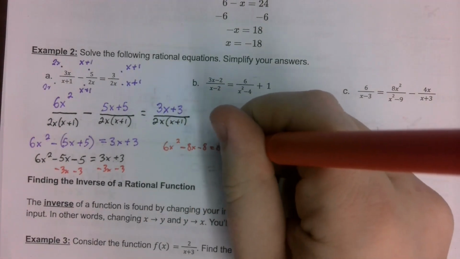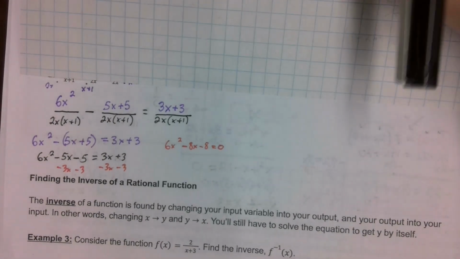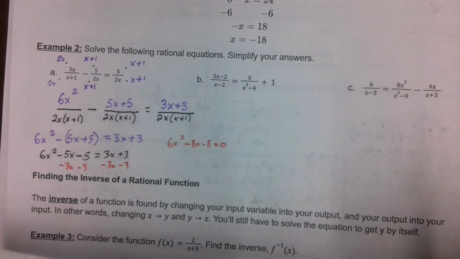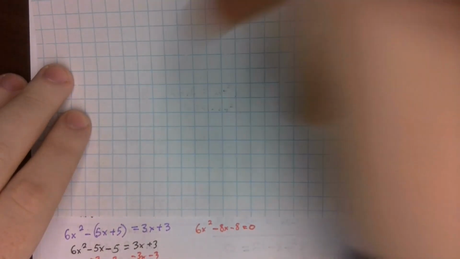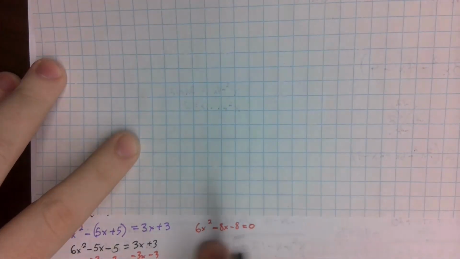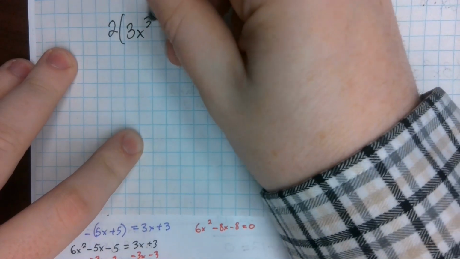And we can solve this one, hopefully, by trying to factor it. I'm going to do the factoring on a separate sheet of paper just because we're running a little low on space here. But if we wanted to factor this, we first have to take out the GCF, the greatest common factor. So the greatest common factor from all these is we can take out a 2. 2 times 3x squared minus 4x minus 4 equals 0.